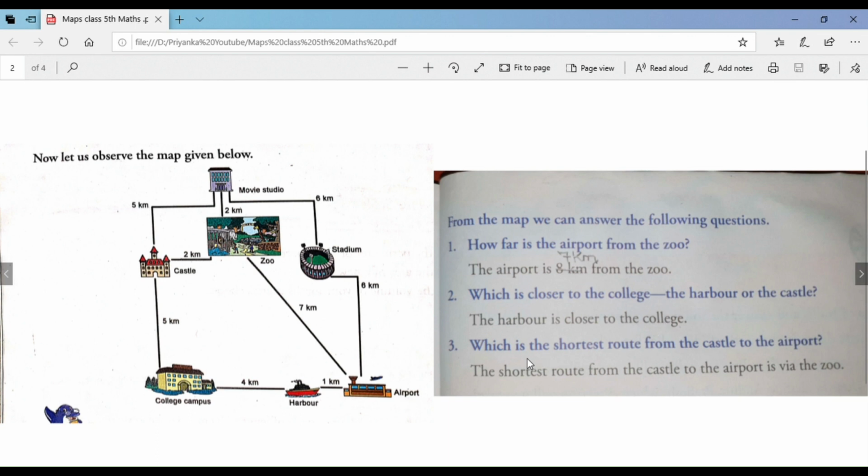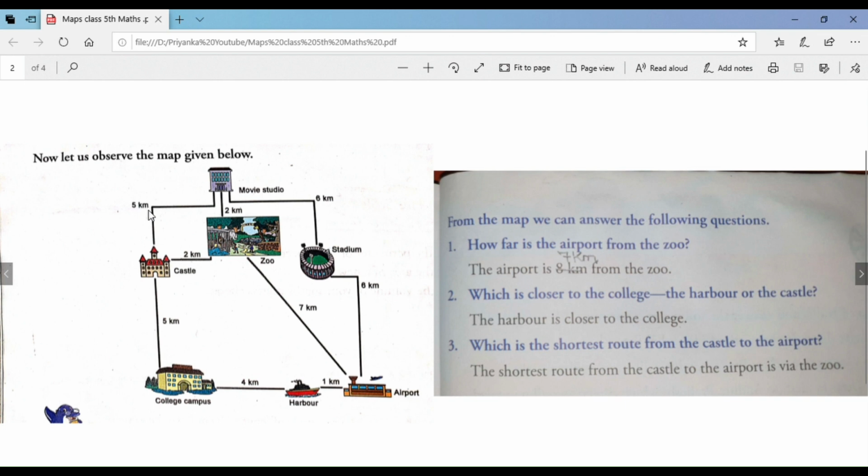Now see, the third question, which is the shortest route from the castle to the airport. अगर हमें कैसल से एयरपोर्ट की तरफ जाना है तो कौन सा रूट स्मॉलेस्ट होगा. तो देखिए पहले तो हम देखेंगे कि कैसल से एयरपोर्ट की तरफ कौन से रूट जा रहे हैं. तो कैसल से एयरपोर्ट जाने के लिए या तो कॉलेज कैंपस जाएंगे, कॉलेज कैंपस से हार्बर जाएंगे और फिर हार्बर से एयरपोर्ट जा सकते हैं, या फिर कैसल से हम ज़ू की तरफ जा सकते हैं और ज़ू से हम एयरपोर्ट की तरफ जा सकते हैं. राइट, तो हम देखते हैं कौन सा रूट हमारे लिए इजी रहेगा.